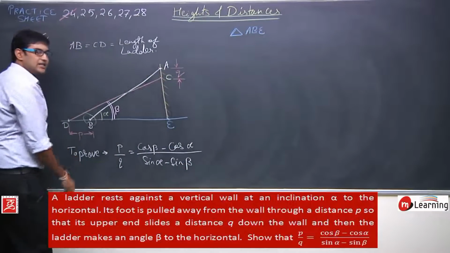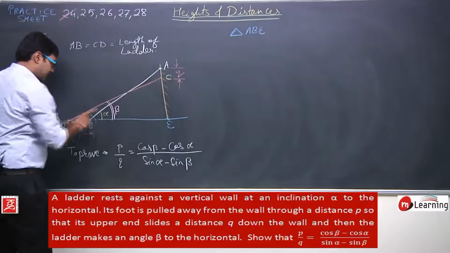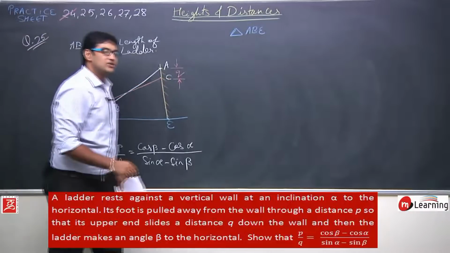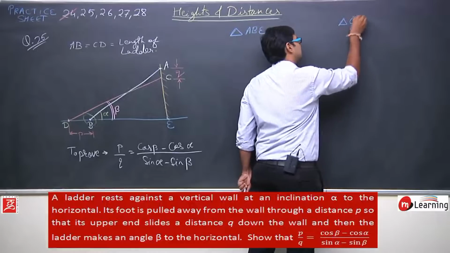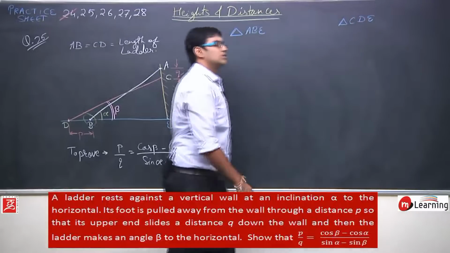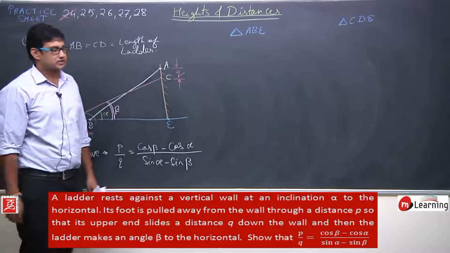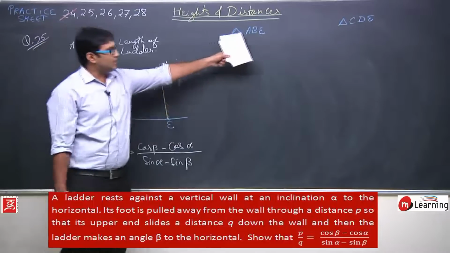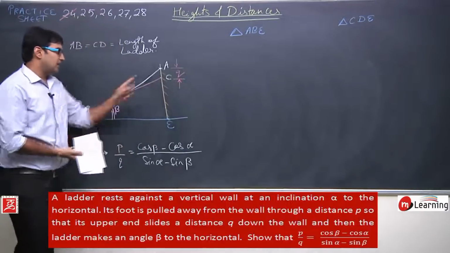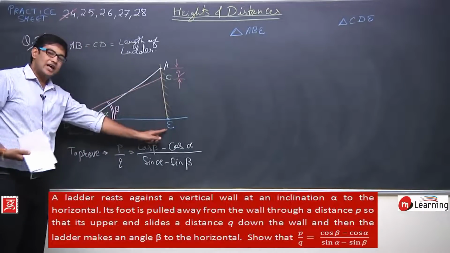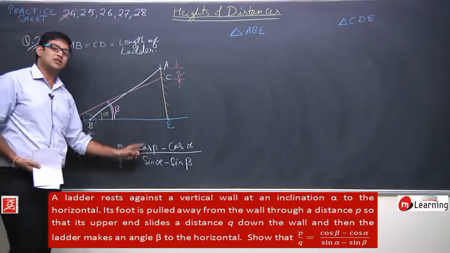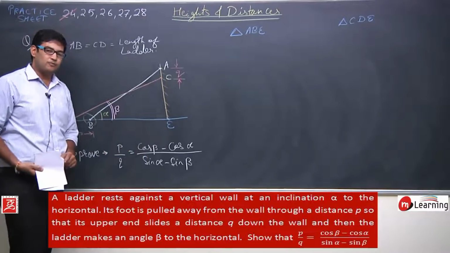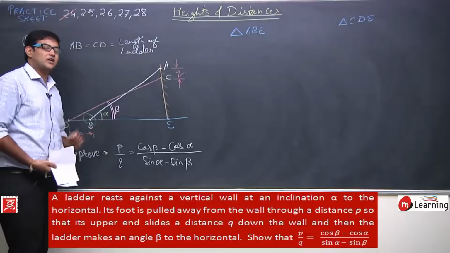Then what is the second right angle triangle? You can see this C, this D and this E. So the second right angle triangle is triangle C, D, E. So we have two right angled triangles. Now in triangle ABE, I can see alpha is the angle. Okay, and alpha is also available in the equation that we need to prove. So I need to focus on this triangle.